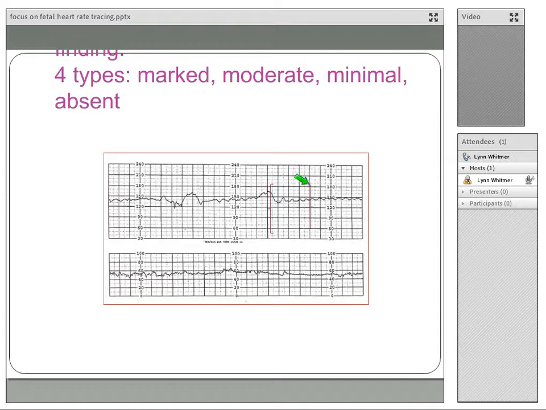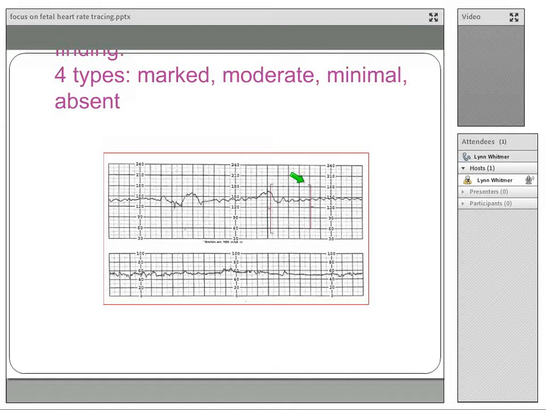we want to note these changes from beat to beat, second to second, minute to minute. You see it changes, it's undulating, it doesn't stay in a straight line, which is a very healthy response to environmental changes. This proves that the baby has a sympathetic and parasympathetic nervous system that is functional. If he did not, we would not see those changes.